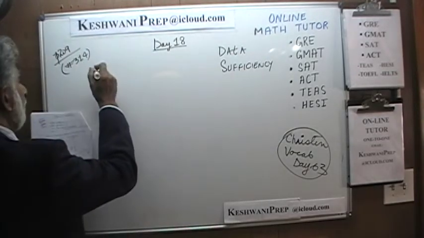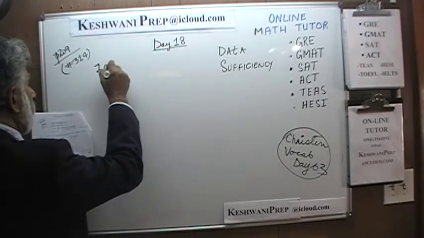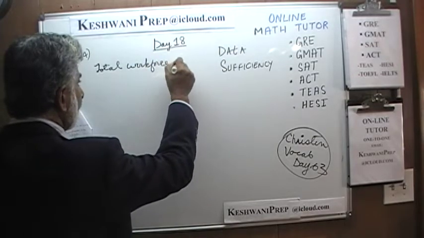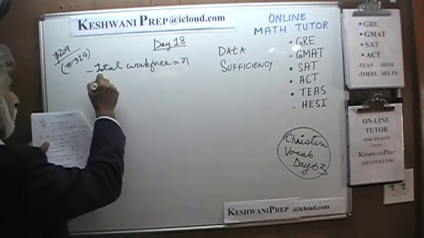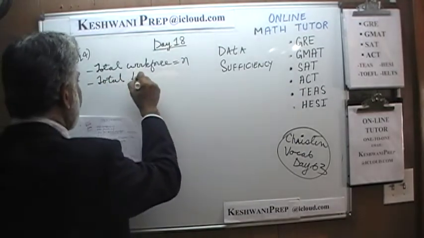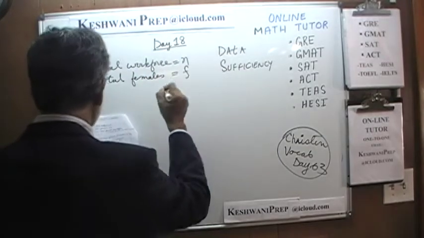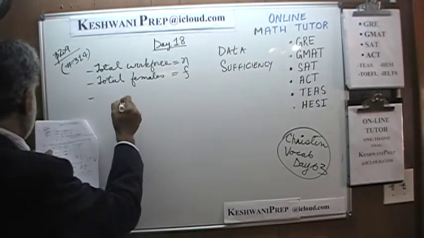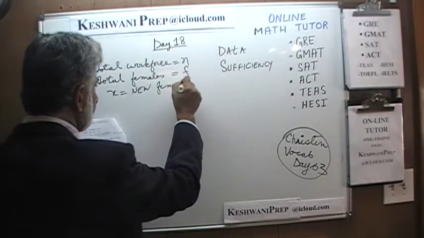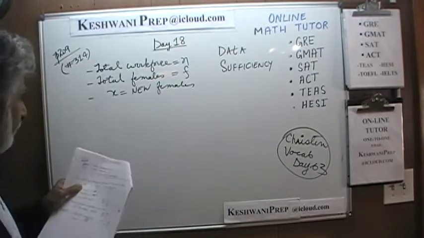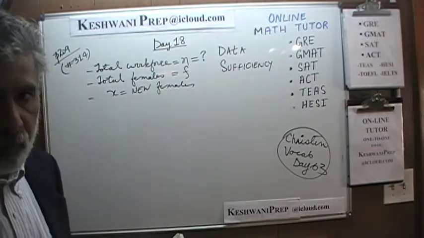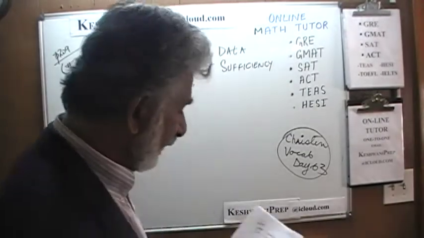It says that we have a total workforce of N people, of which total females are F. And then of those females, we are told that X of them are new females. New female employees, that is. The question simply is, how many people do we have in the firm? What's the total number of people that we have in the firm? Let's see what they tell us.